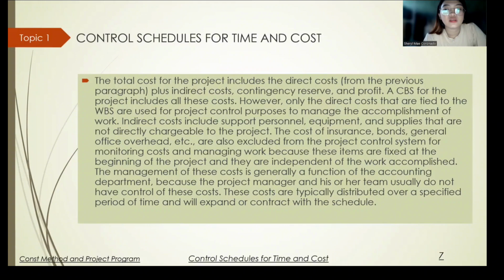The cost of insurance, bond, general office, overhead, etc. are also excluded from the project control system for monitoring costs and managing work because these items are fixed at the beginning of the project and they are independent of the work accomplished. The management of these costs is generally a function of the accounting department because the project manager and his or her team usually do not have control of these costs. These costs are typically distributed over a specified period of time and will expand or contract with the schedule.